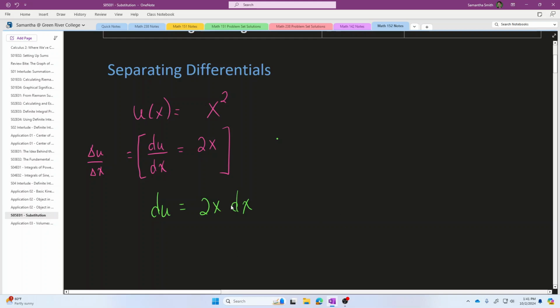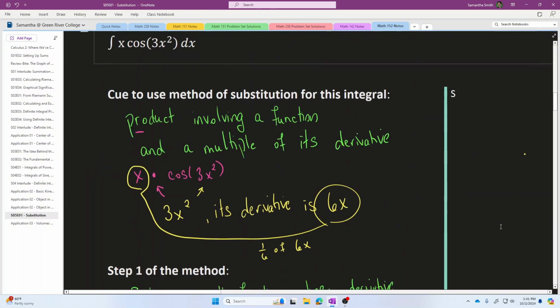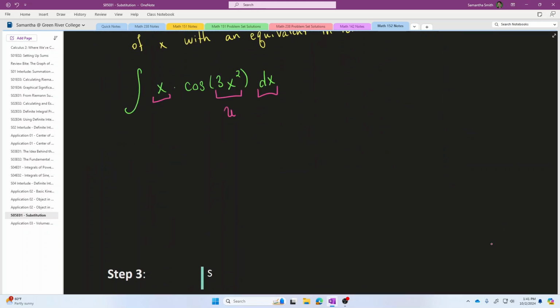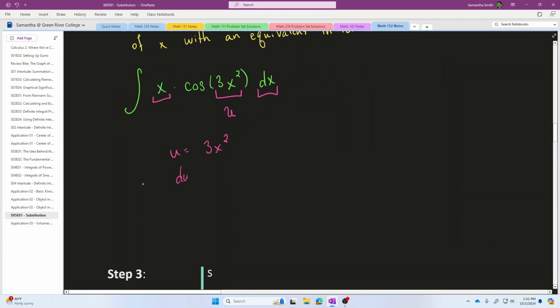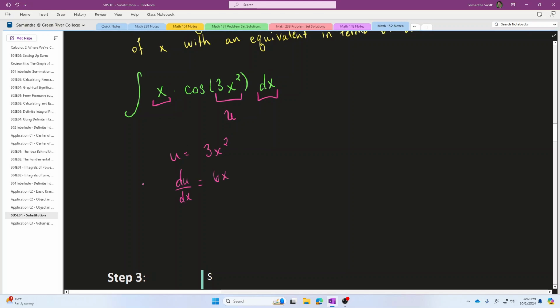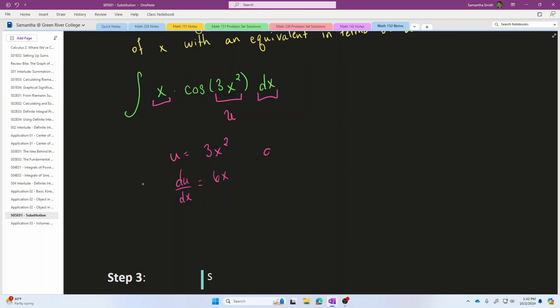To replace the dx in my integral with something equivalent in terms of u, the first thing that I'm going to do is take the derivative of u with respect to x. And that's going to cause a du and a dx to appear. So if u is equal to 3x squared, then du over dx would be equivalent to 6x, the derivative with respect to x of this expression. And if I separate those differentials, then I would be saying that du is equivalent to 6x dx.